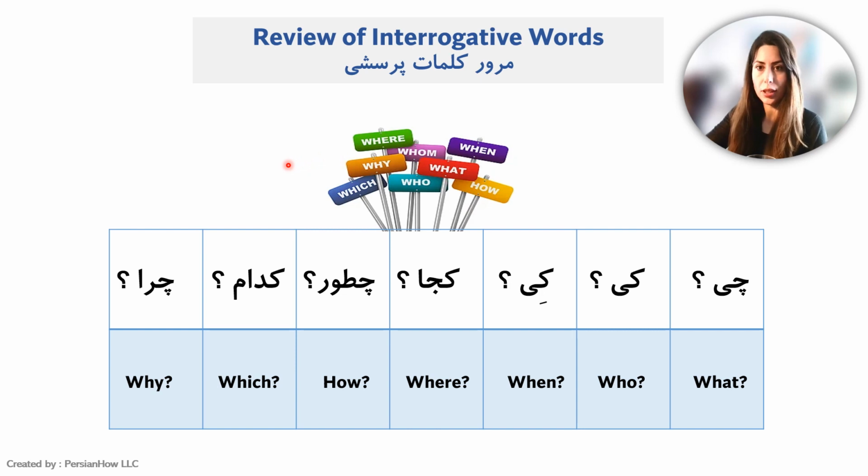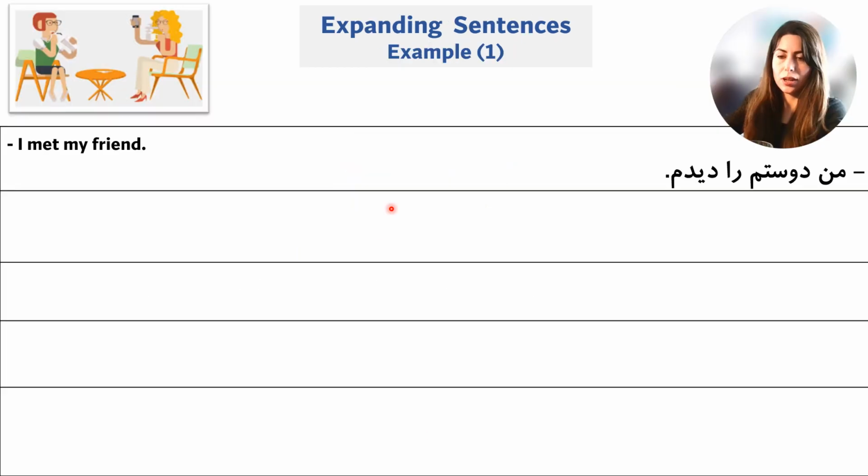Before we take a look at an example, let's very quickly review the interrogative words, because I'm going to be using them. The first one, چی, کی, کجا, چطور, کدام, چرا. Let's start with our first example.